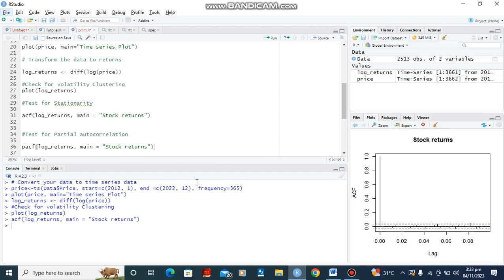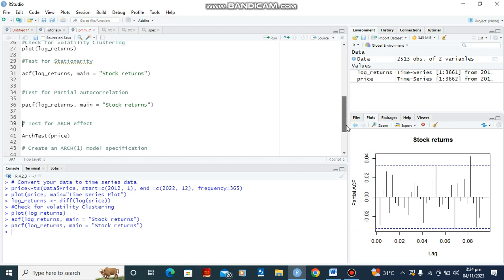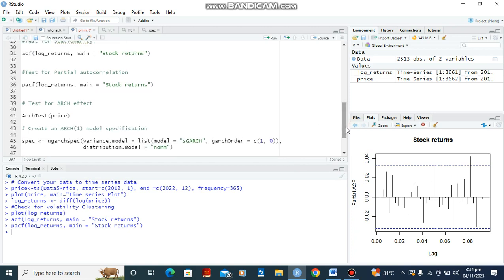All right, so now let's quickly go to the PACF. The PACF is also another way of checking if our data is stationary. You see the lines are way below the blue dotted lines. So now let's go to the next condition, which is to check whether there is an ARCH effect.